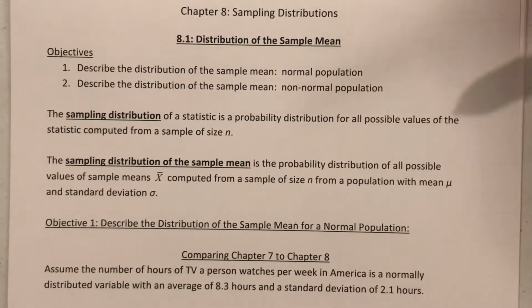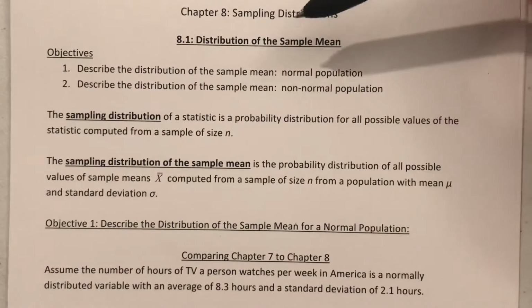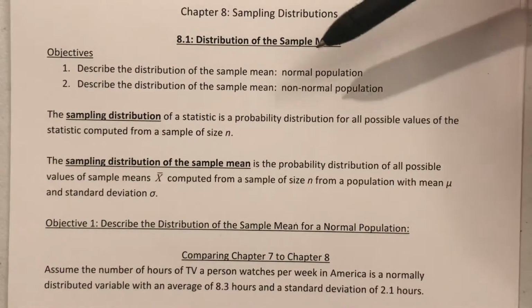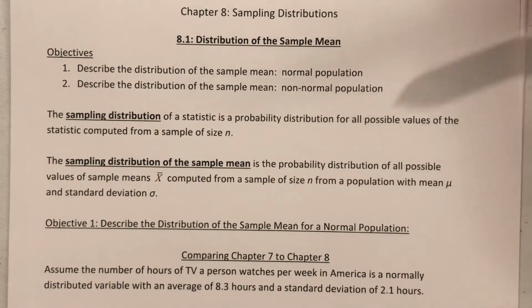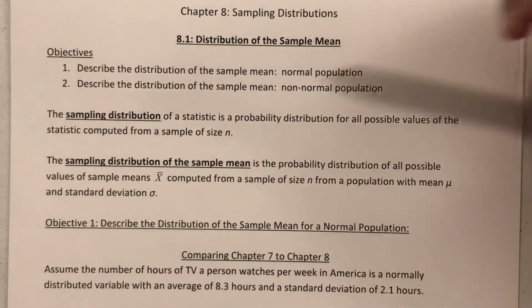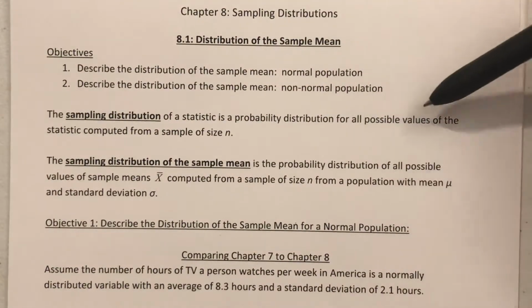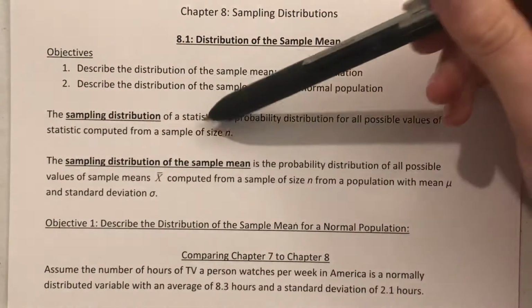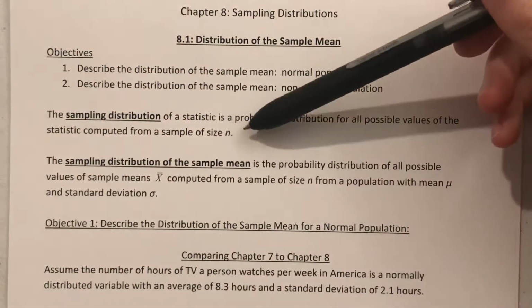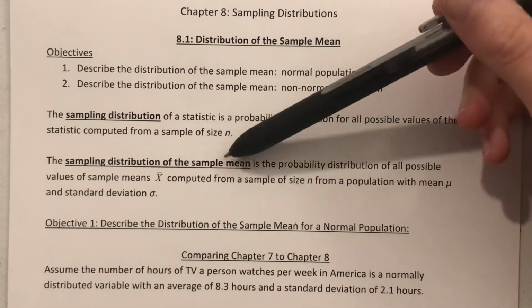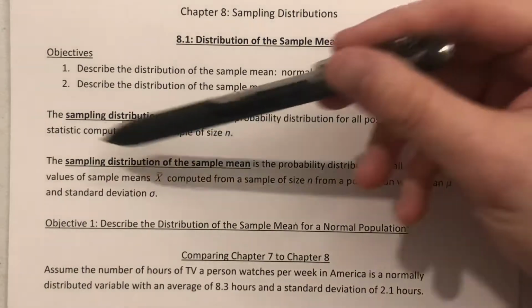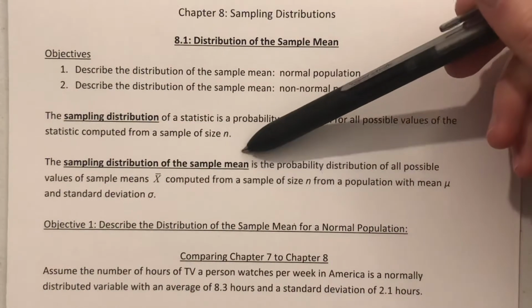In 8.1, we're going to take a look at the distribution of the sample mean. So what we're talking about here is rather than looking at the distribution of the actual data set itself, the actual population, we're going to be looking at, as this sampling distribution describes, the distribution of all possible values of a statistic from a sample size of a certain size n. And so specifically right now in this section, we're looking at the sampling distribution of sample means.